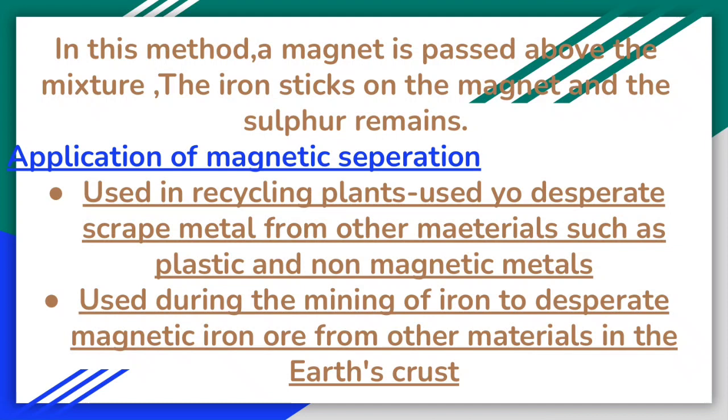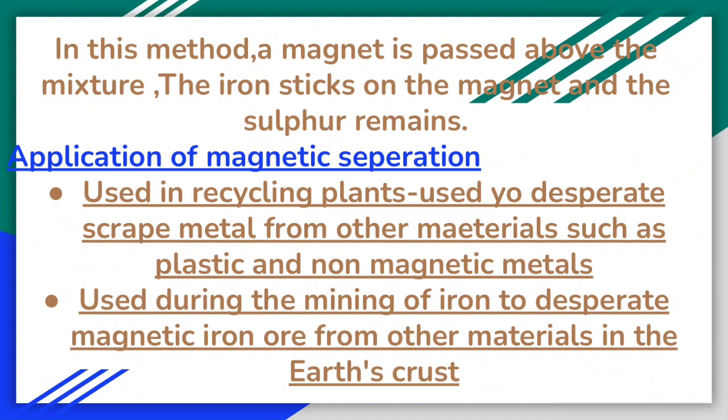So much scrap is taken to them. In order for them to be able to separate the magnetic materials from the non-magnetic materials or plastics or PVC, rubber and so on, they use a magnet. So using a magnet, they are able to trap all the magnetic material and leave the rest.